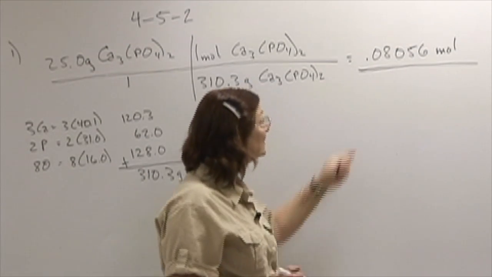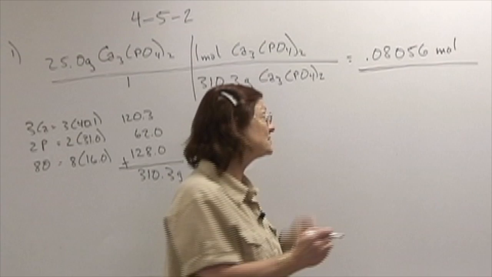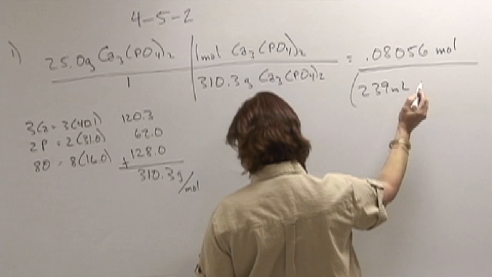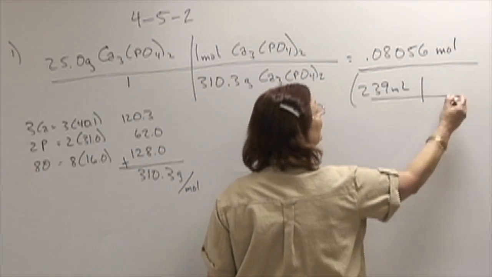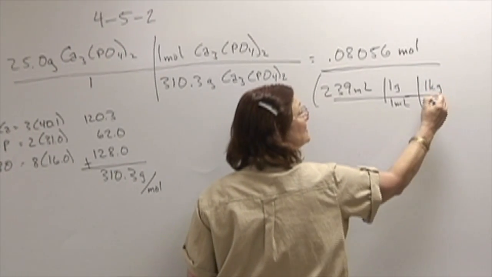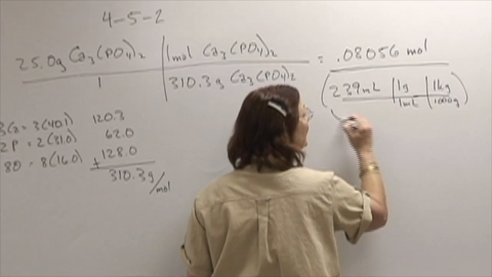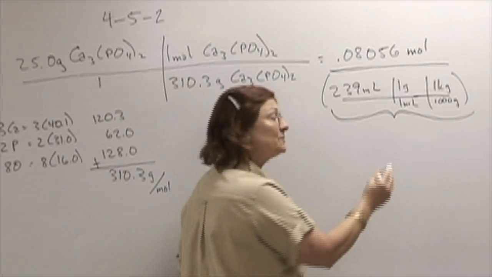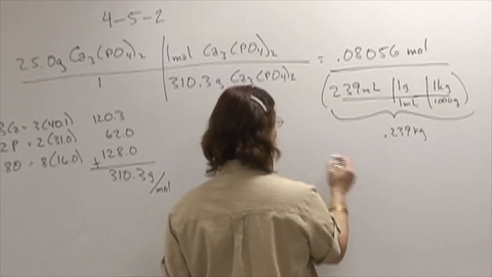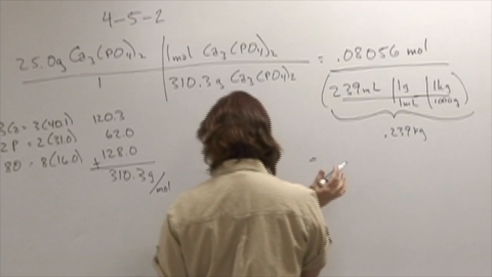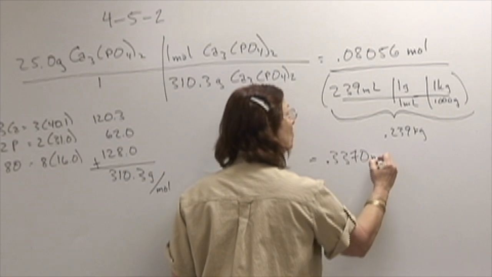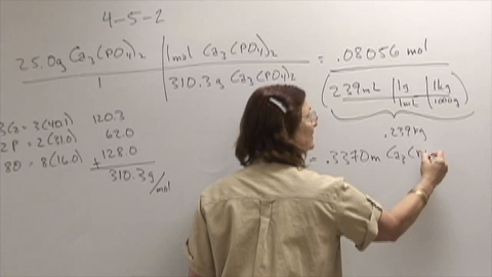Now I have to divide the moles by the kilograms of solvent. Well, I'm given 239 milliliters of water, and 1 milliliter is 1 gram. And then 1 kilogram is 1,000 grams. And therefore the denominator is 0.239 kilograms. Now, when I divide this number, I get a molality, which I'm going to use in both problems, of 0.3370 molal of the calcium phosphate.